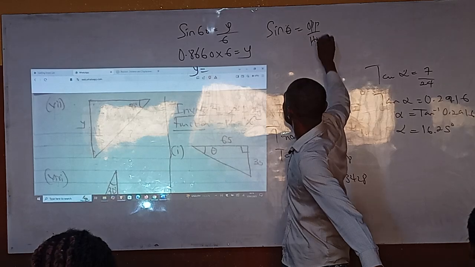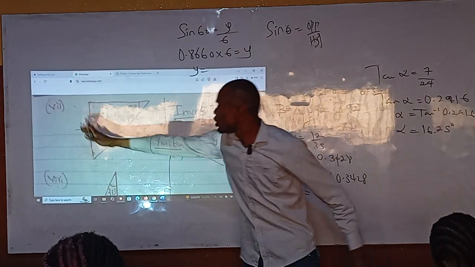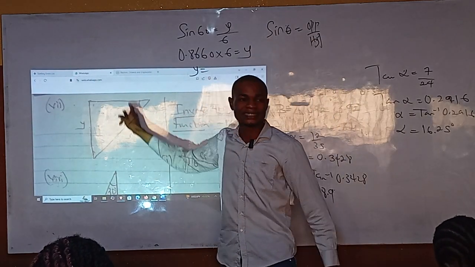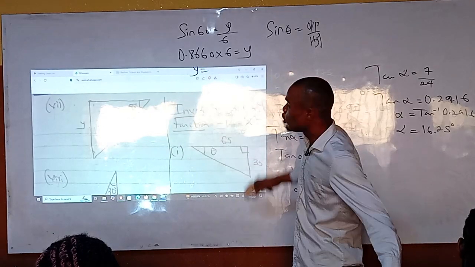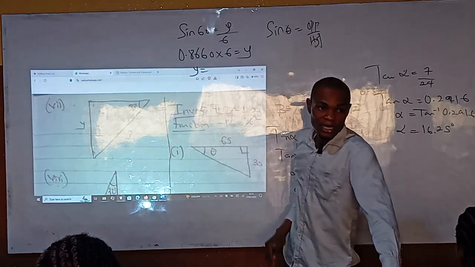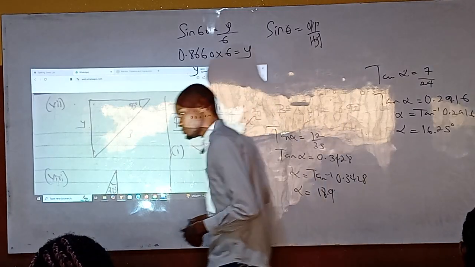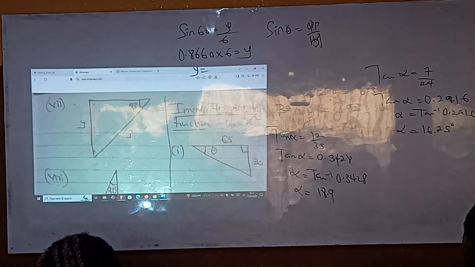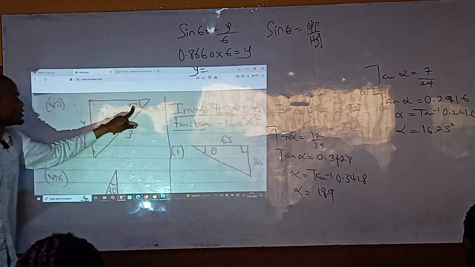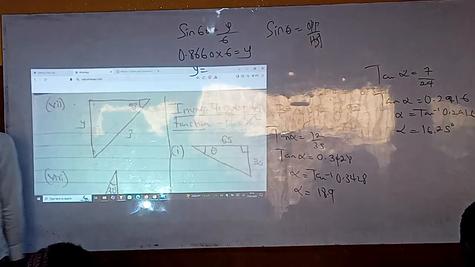Opposite over hypotenuse. Opposite is the side that is not attached to your angle, adjacent is the one attached to the angle. And your hypotenuse is what? 3. So you now do your mathematics. This is 50.